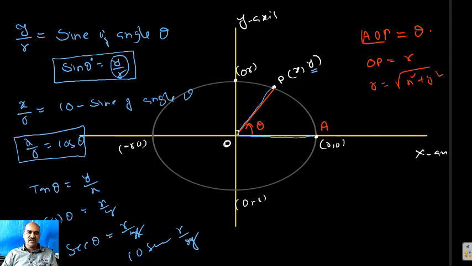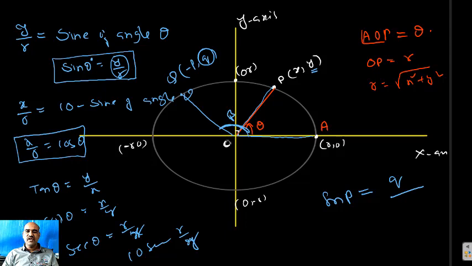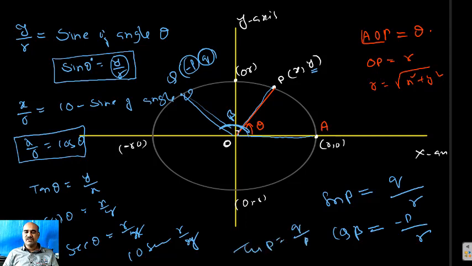For example, I want to take another angle, AOB, and another point is taken, say Q here, with coordinates minus P comma Q. For example, this angle is beta. What is sin beta? How can you define sin beta? The y coordinate of Q divided by the distance from O to Q, which is obviously r only. What is cos beta? The x coordinate, minus P, by r. What is tan beta? Q by minus P. Like that, you can write all trigonometrical ratios.